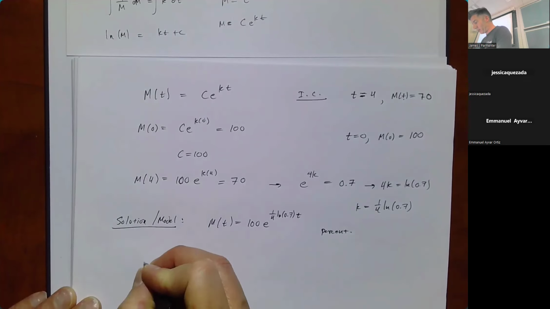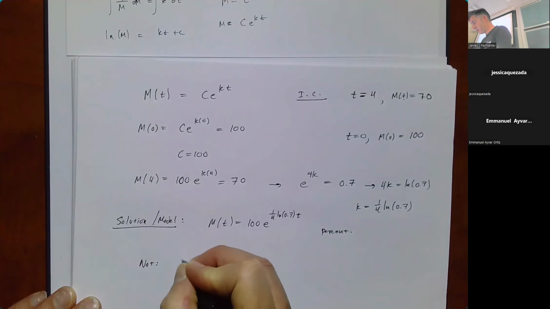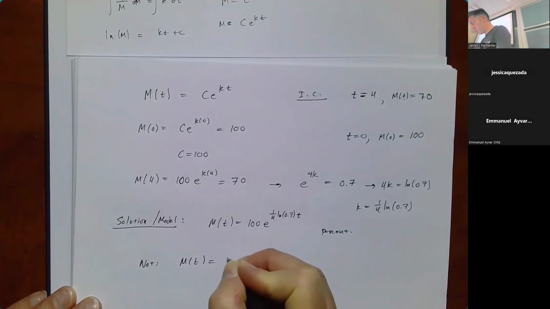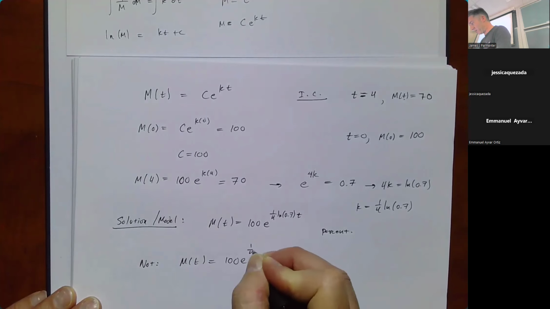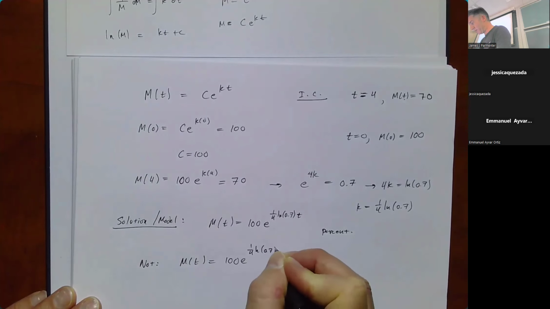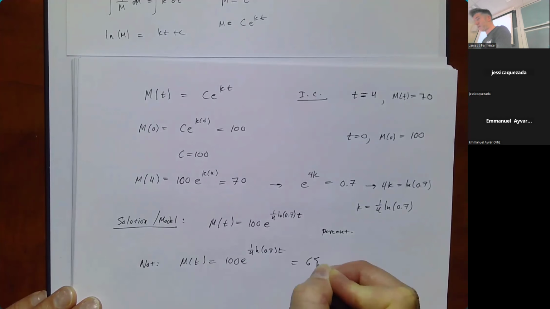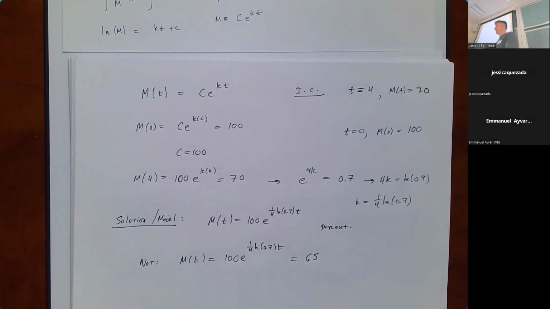We don't want to do this. We don't want to set M of t, which is 100 e to the 1/4 natural log of 0.7 t, equal to 65. Because we're asking how long it takes until you've lost 65%, which means what? How long until we have remaining 35%.